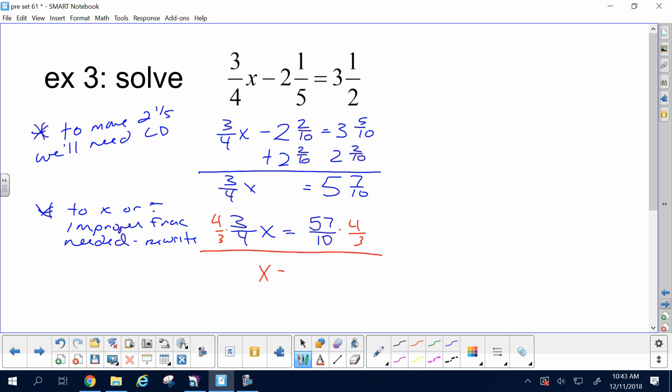Next, x is. Does anything cross cancel? Yeah. 4 and 10. 2 goes into both of those. What else? 3 and 57. 1 and 19. Okay? So all together, we have 19 times 2 in the numerator, 38 over 5. X is 38 over 5.